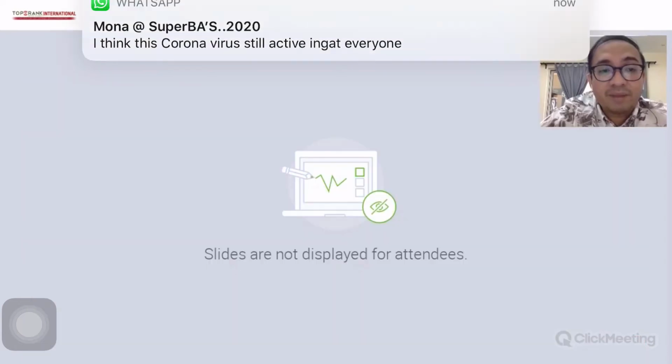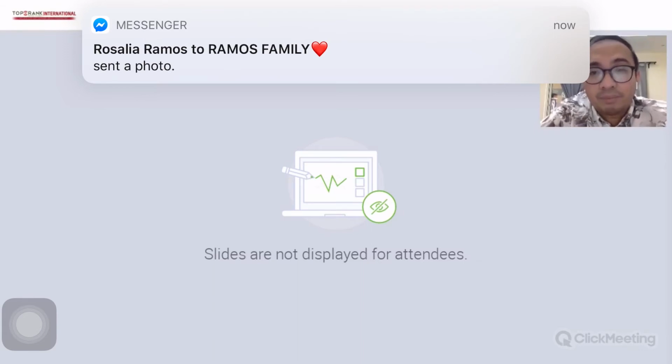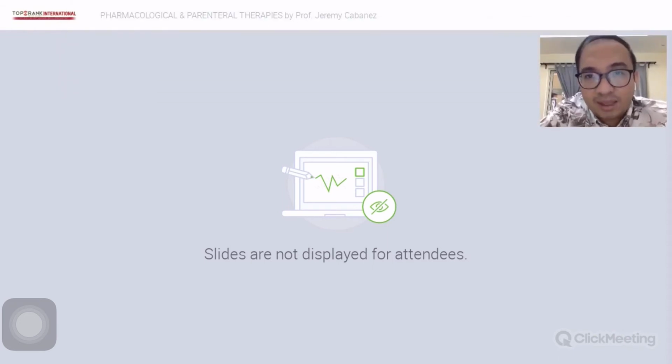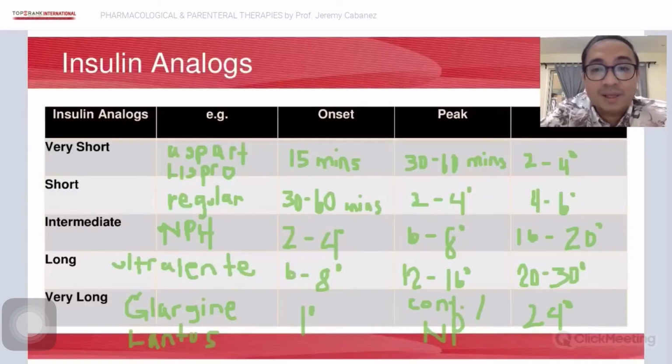So review natin from the very beginning. Aspart, Lispro, number combination: 15, 30 to 60, 2 to 4. Regular: 30 to 60, 2 to 4, 4 to 6. NPH: 2 to 4, 6 to 8, 16 to 20. How about ultra lengthy? 6 to 8, 12 to 16, 20 to 30. Glargine or Lantus: 1 hour, continuous or no peak, and 24 hours. Lumabas ang glargine sa NCLEX, usually it has no peak.